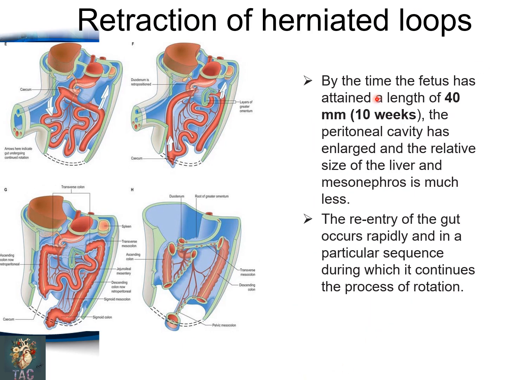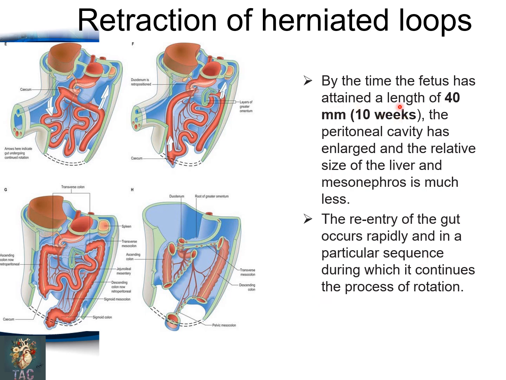By the time the fetus has attained a length of 40 millimeters, that is the 10th week of gestation, the peritoneal cavity has enlarged and the relative size of the liver and mesonephros is much less. At this time, the re-entry of the gut occurs rapidly and in a particular sequence, during which it continues the process of rotation. There is a further rotation of 180 degrees. In other words, the intestinal loops rotate a total of 270 degrees counterclockwise. The first 90 degrees are before the herniation, and later 180 degrees after the retraction of the loops into the abdominal cavity.